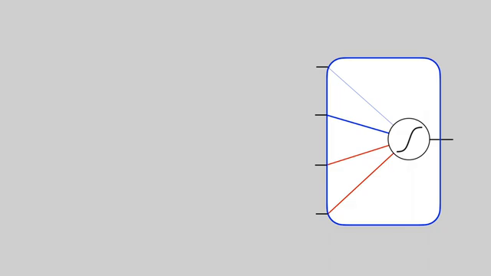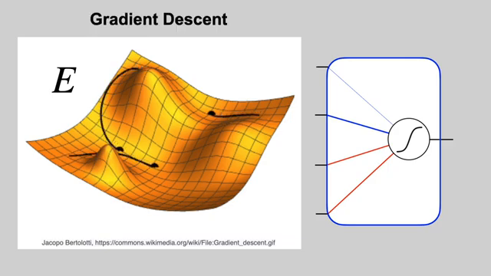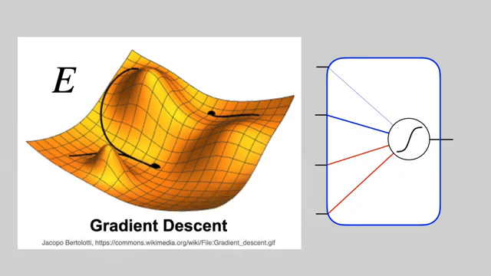Our neural network tries to minimize an error function. You can think of this function as a landscape, and we minimize it by rolling downhill, using an approach known as gradient descent. Gradient descent can get stuck in local minima, so we need to explore a wider range of policies to find the best one.